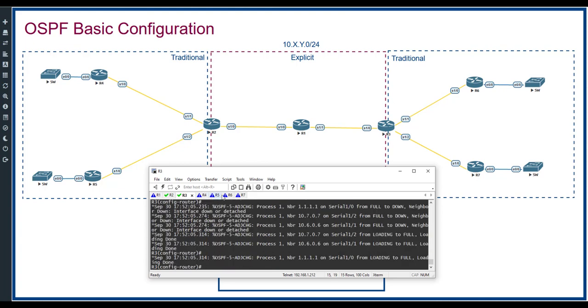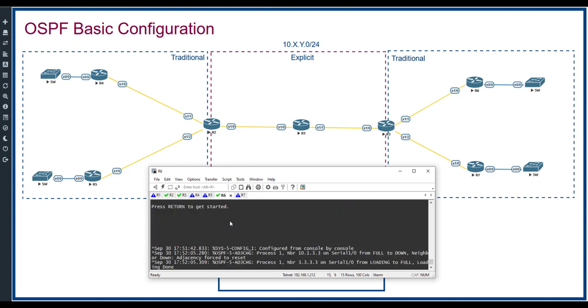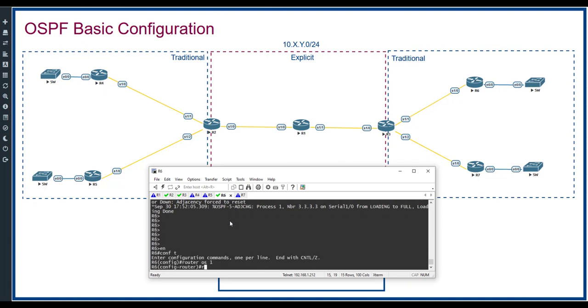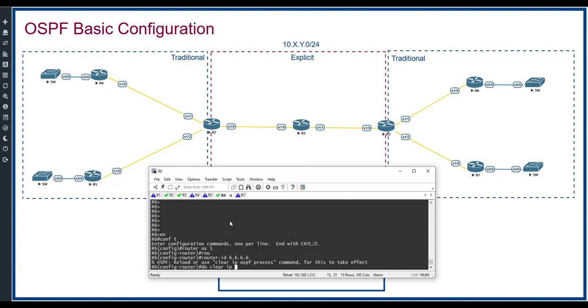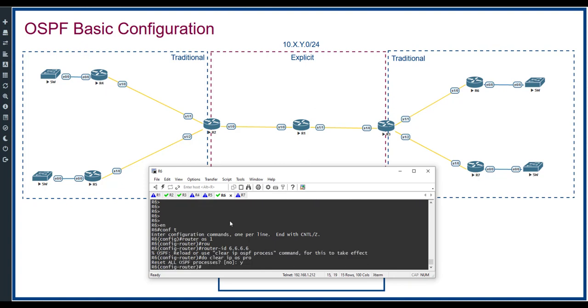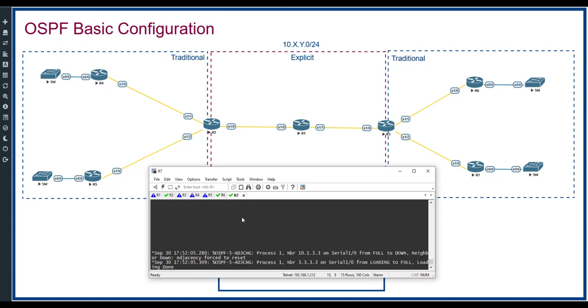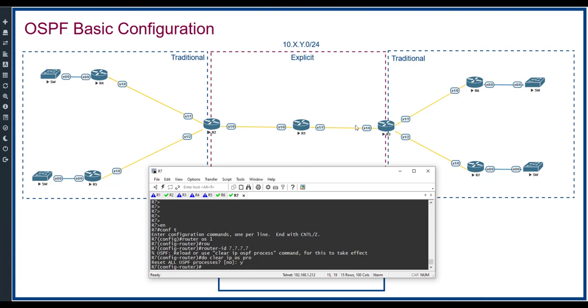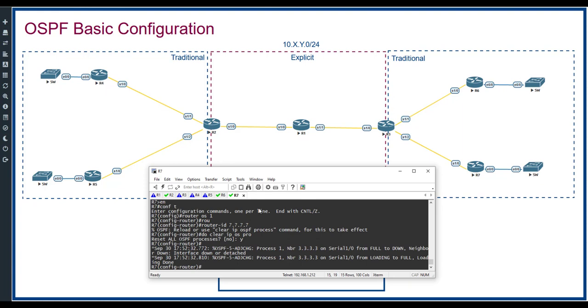After that, in router 6: en, conf t, router ospf 1, router-id 6.6.6.6, and then do clear ip ospf process. And finally, in router 7, because we need to use better names: router ospf 1, router-id 7.7.7.7, and after that do clear ip ospf process. Okay, that's it. Now we have these router IDs in our network.